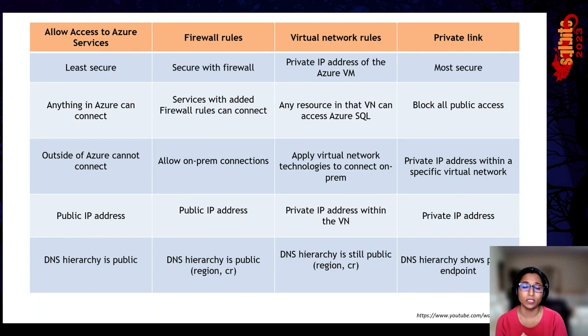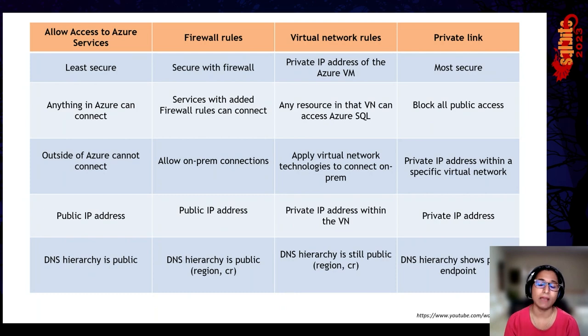The next layer of security is firewall rules. These are the firewall rules that you generally create on your on-prem servers. You create firewall rules in Azure in the same way. The difference here is that you can connect from your on-prem servers. You just build the firewall rule to connect to your Azure, and you will be connected.